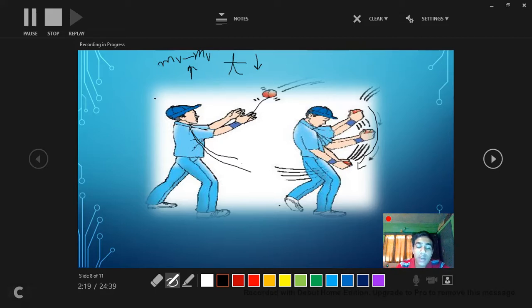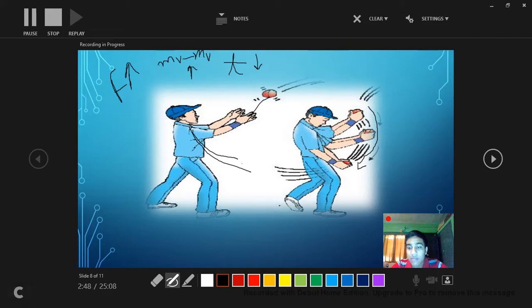So as the momentum change will be more, the rate of change of momentum will be more. We know that force is directly proportional to the rate of change of momentum, so force will also increase. As a result, more force will be acting, so our palms will be hurt. Force will increase.